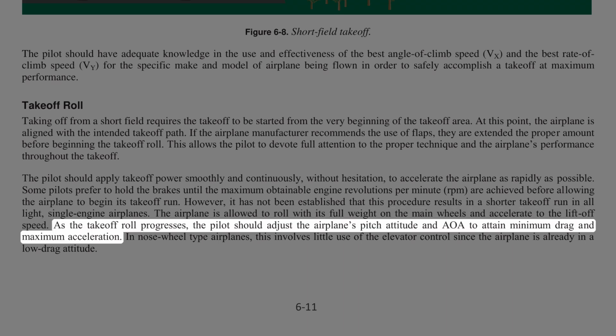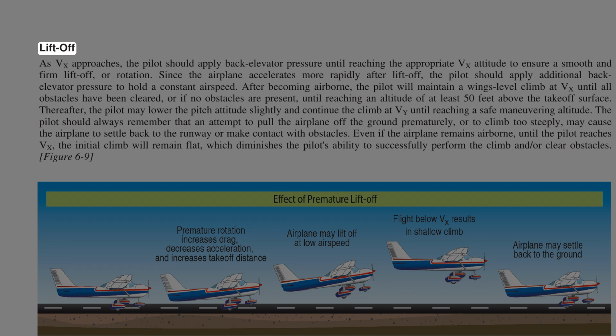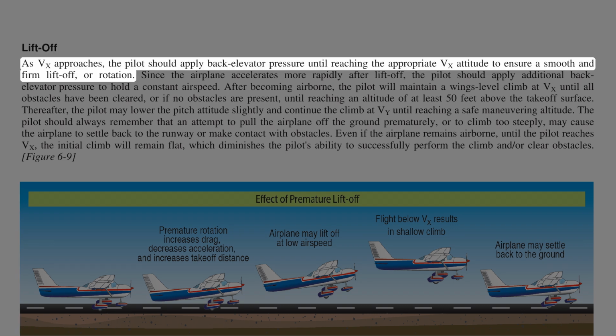As the takeoff roll progresses, the pilot should adjust the airplane's pitch attitude and AOA to attain minimum drag and maximum acceleration. In nose-wheel-type airplanes, this involves little use of the elevator control since the airplane is already in a low-drag attitude. Lift-off approaches. The pilot should apply back elevator pressure until reaching the appropriate Vx attitude to ensure a smooth and firm lift-off, or rotation.